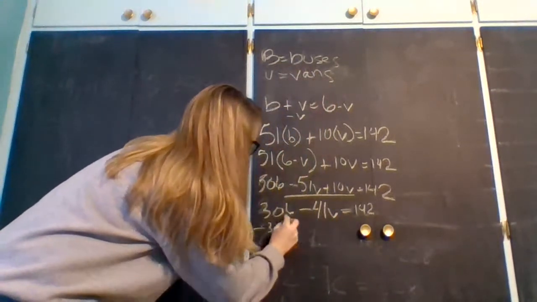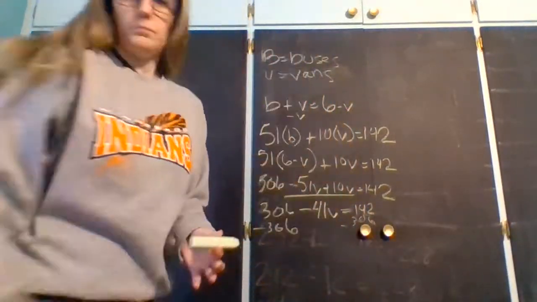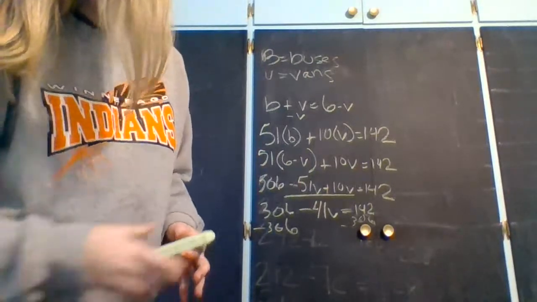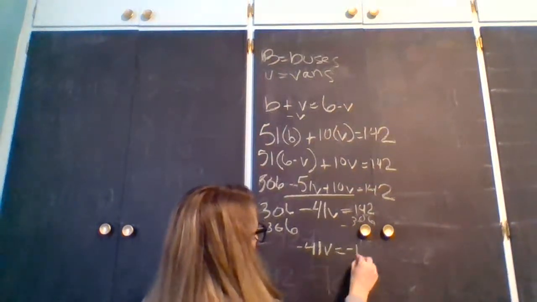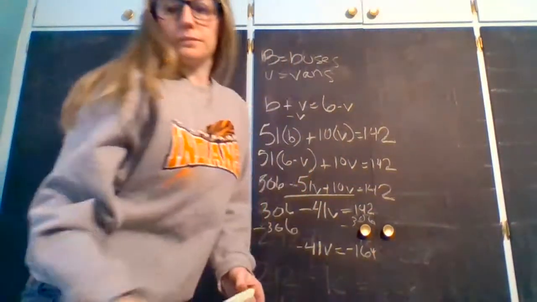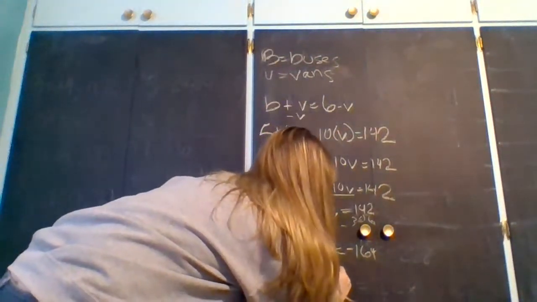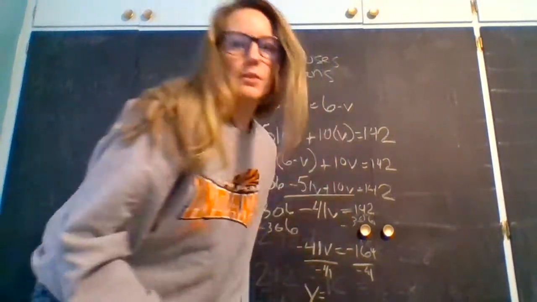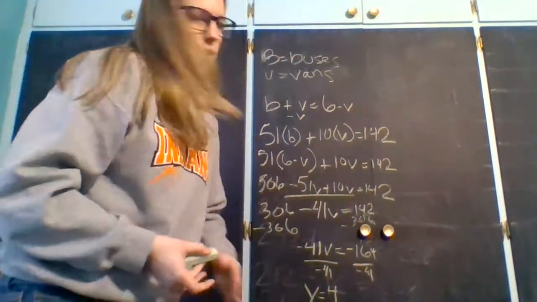Subtract this 306 from both sides. So then I have 142 minus 306, which is negative 164, equals negative 41V. So dividing again, V equals negative 4, or a 4, sorry. V equals 4. So I know that there were 4 vans.